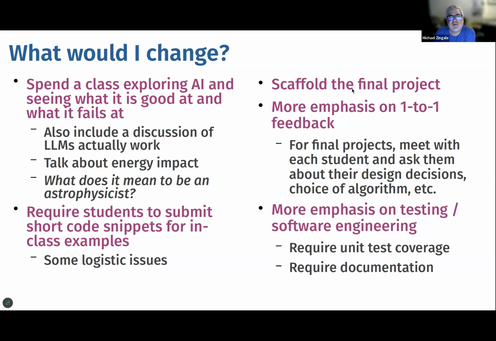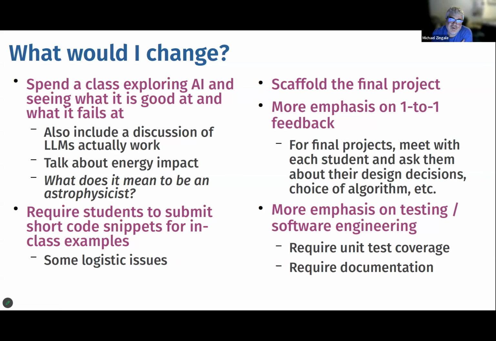I always like to have a final project. I think I have to start scaffolding it, asking them to turn in a plan, and then maybe show me some draft code, a few steps that first gets them starting a lot earlier, but also they can't just have a language model write it all for them at the very end.